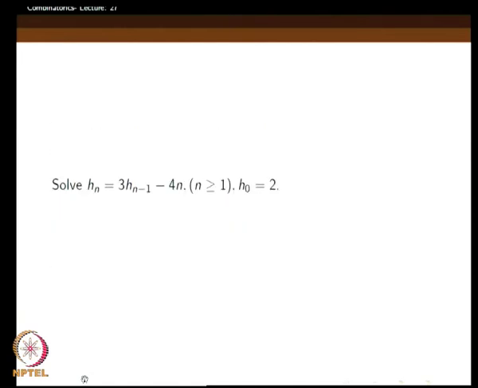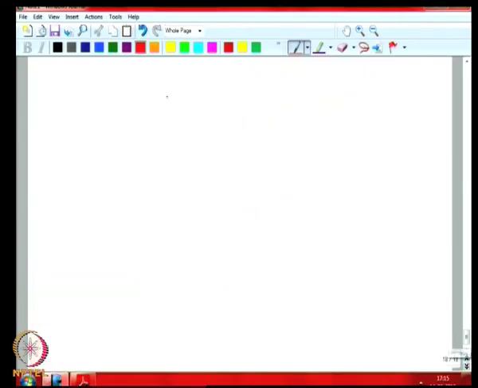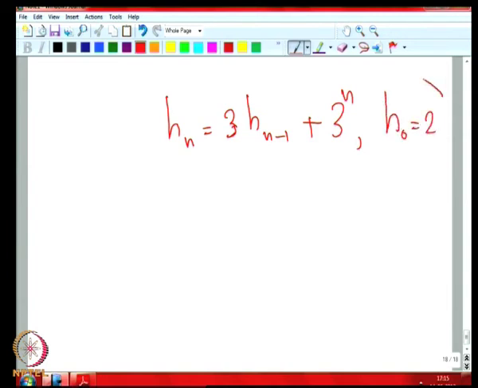Now, we will look at our last example. It is a slight modification. hn equal to 2 into hn minus 1 plus 3 raised to n is what we looked at. Now, we will look at hn equal to 3 times hn minus 1 plus 3 raised to n. This is only valid for n greater than or equal to 1. So, we need to give the initial condition h0, that is again 2.